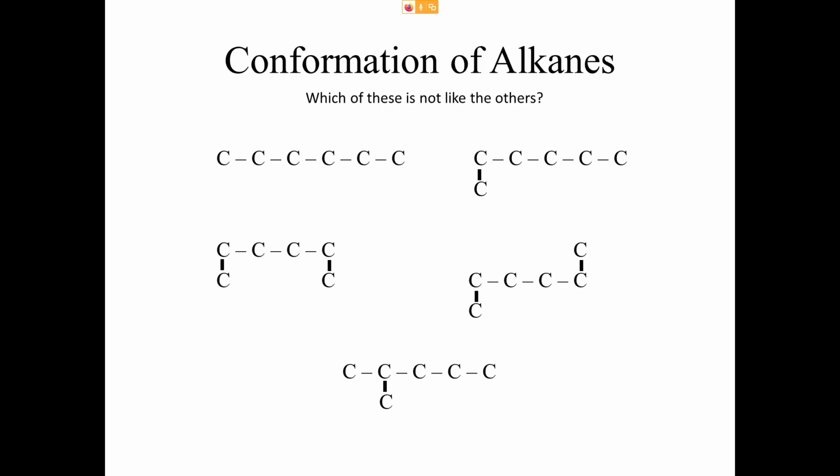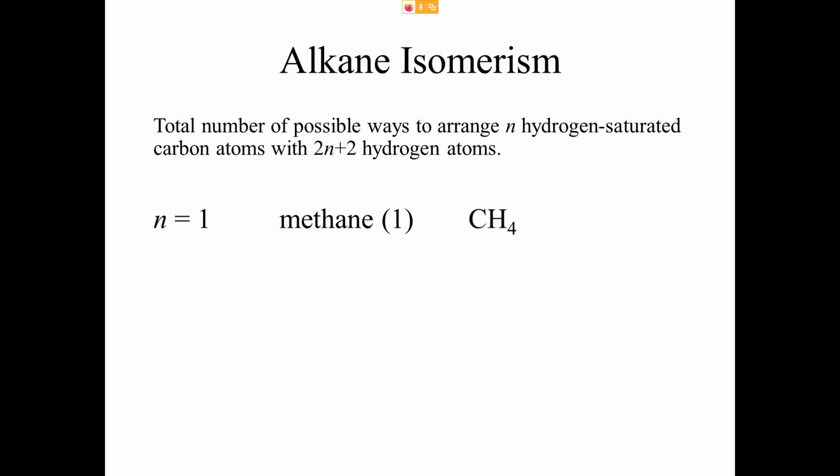Every carbon has 2 hydrogens on it, guaranteed. The ones on the end each have 1 more. So it's 2 times the number of carbons plus the 2 extras. And that's where I get this formula: 2n, 2 times the number of carbons, plus the 2, because the ones on the end have an extra 1, 1 on each end. So that's why we get this formula, 2n plus 2.